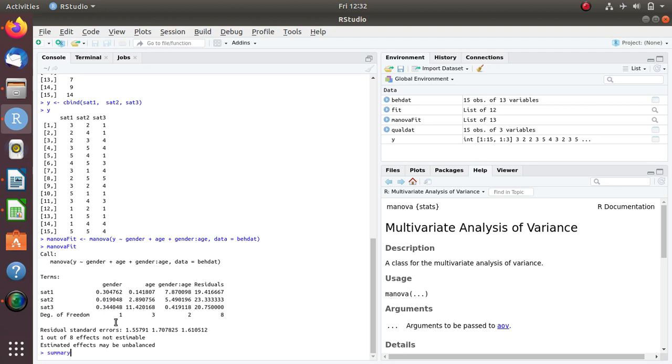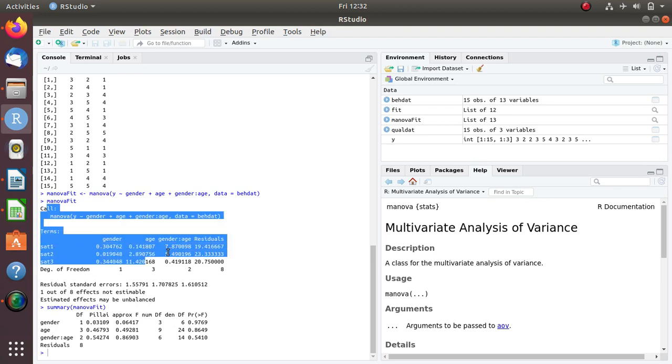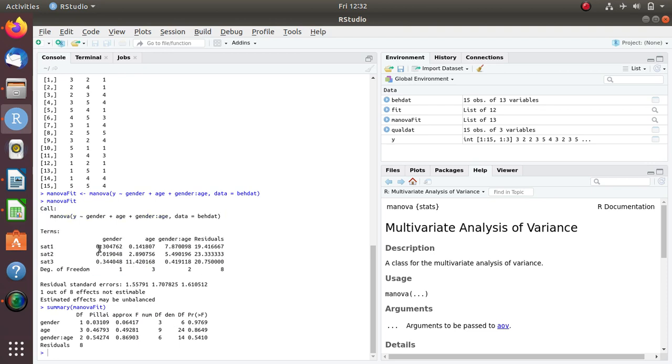Now let me use the summary method on the MANOVA fit. This time you should be able to get the ANOVA style table. It's not an ANOVA table, it's a MANOVA table, but you got the F statistic here. See, where is the F? Approximately F. This is the F statistic and this is the p-value. So we are not interested in this. This is only useful to get the strength of the relationship between each of these pairs. But this is what we are interested in.